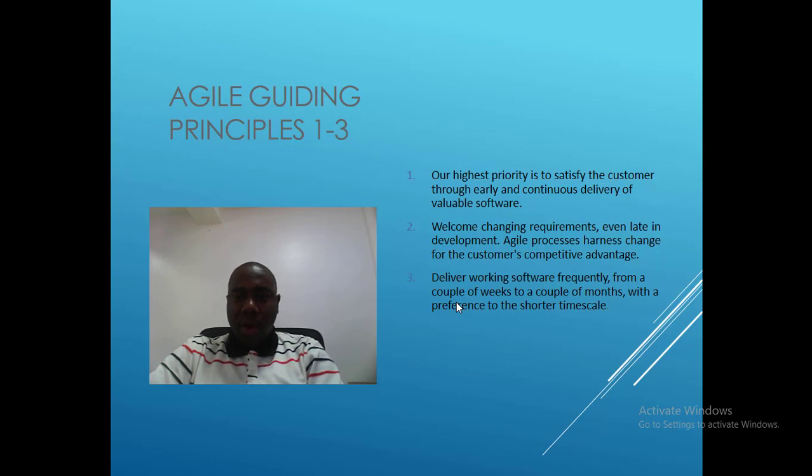Change is always welcomed, even though it is late in the project. Agile processes harness change for the customer's competitive advantage. And the focus is on delivering working software frequently, from a couple of weeks to a couple of months, with a preference for the shorter time scale. The investors, the customers, the end users, they want to have value for their investment as early as possible. And that's what Agile delivers.